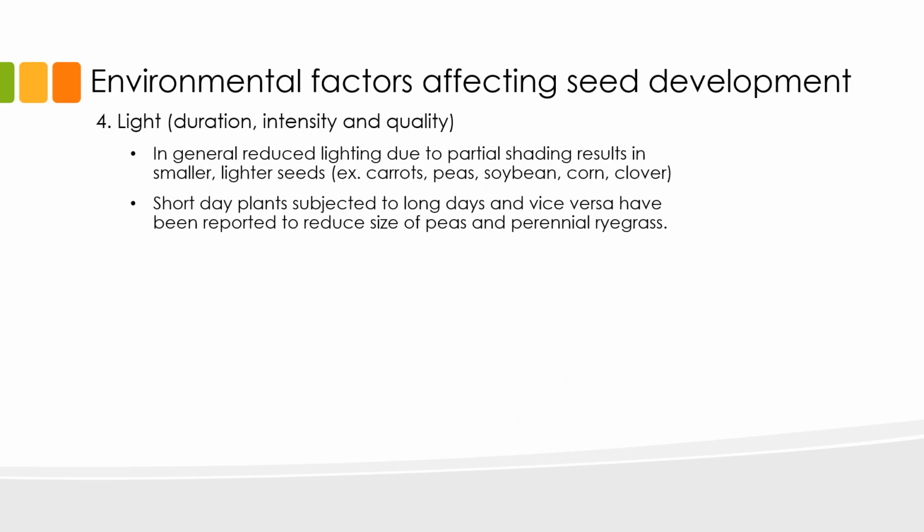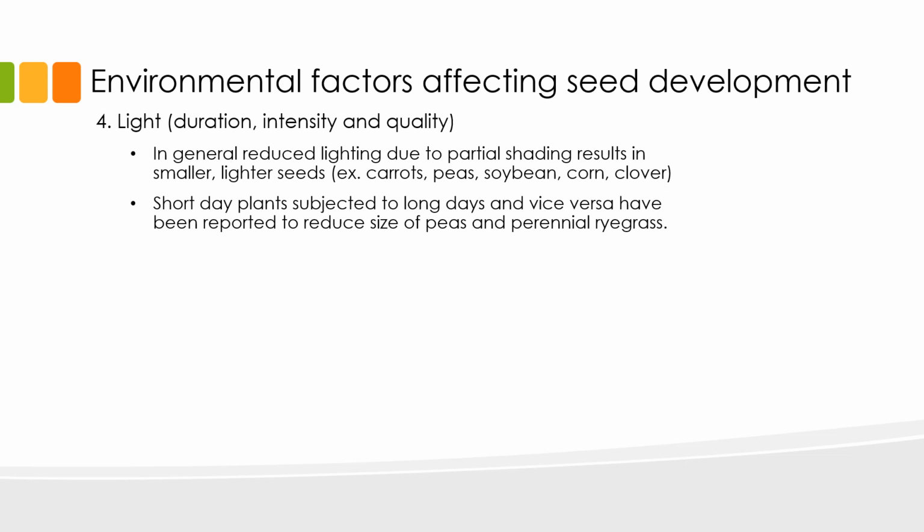Light is another factor affecting the development of seeds. The various properties of light, including day length, light intensity, and light quality, will have different effects on how a seed develops. For example, reduced light intensity due to partial shading results in smaller, lighter seeds. Crops like carrots, peas, soybeans, corn, and clover all produce smaller seeds when grown under shade.